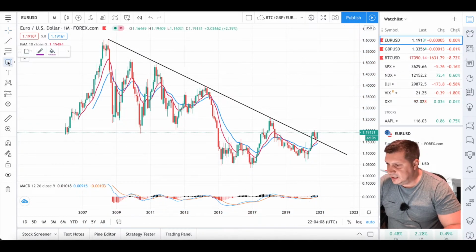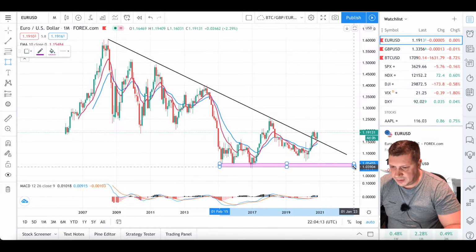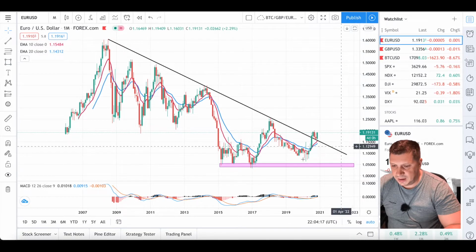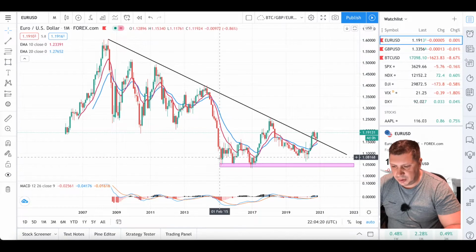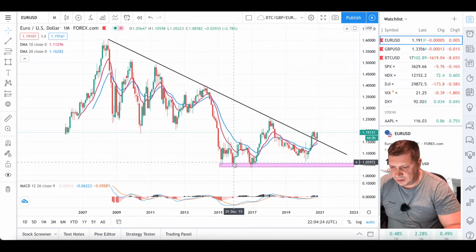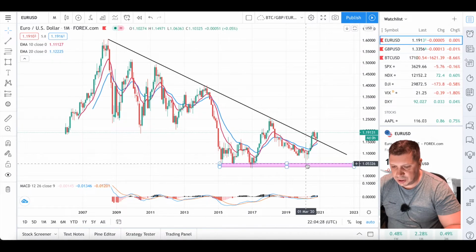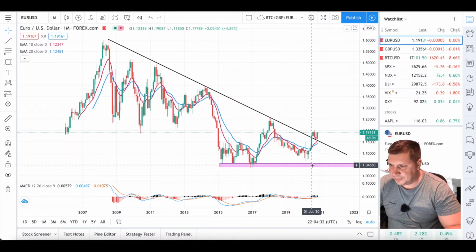The second thing is that we have a pretty good structure right here, pretty good level of support that we were unable to break in 2015, in December 2015, also in January 17, and we also tried to go there in March 2020, but we never made it.